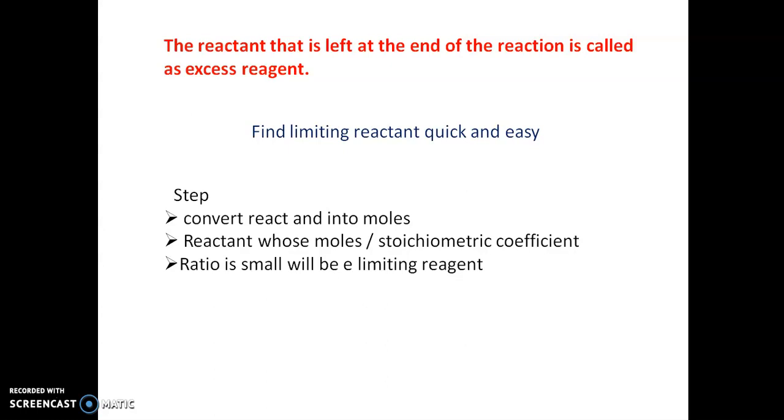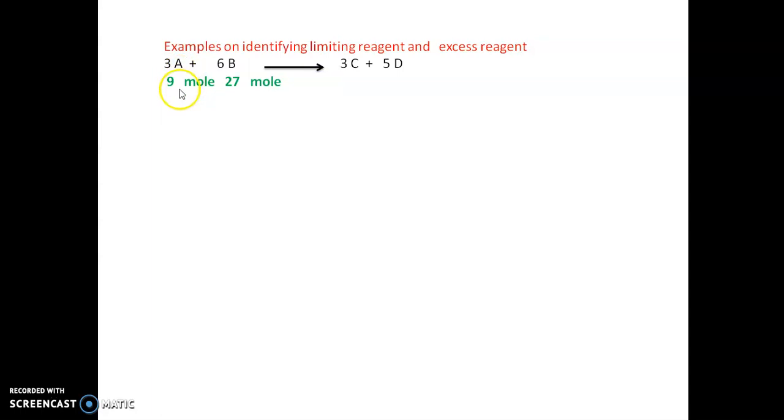Okay. So now we see the examples regarding this. So first we see the examples on identifying limiting reagent and excess reagent. Okay. So the question is 3A plus 6B gives 3C plus 5D, and the moles are also given. For A they give 9 mole and for B they give 27 mole. So you have to find limiting reagent and excess reagent.